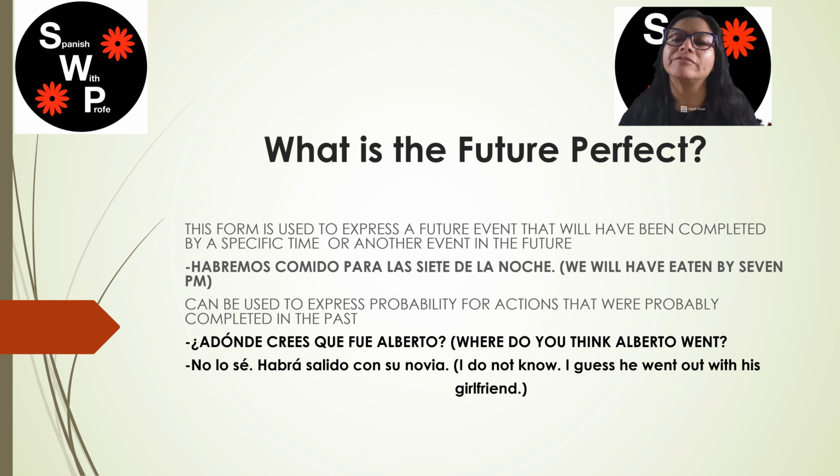What is the future perfect? This form is used to express a future event that will have been completed by a specific time or another time in the future. For example, habremos comido para las 7 de la noche. We will have eaten by 7 p.m.